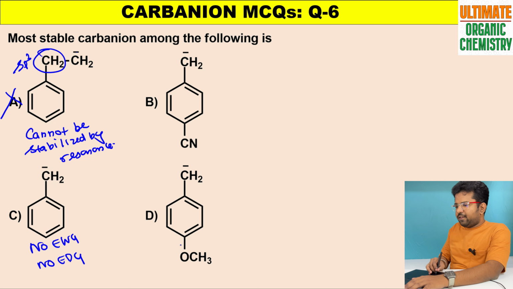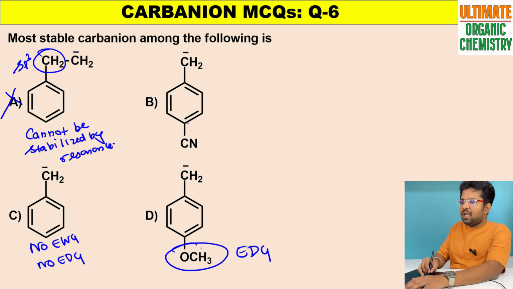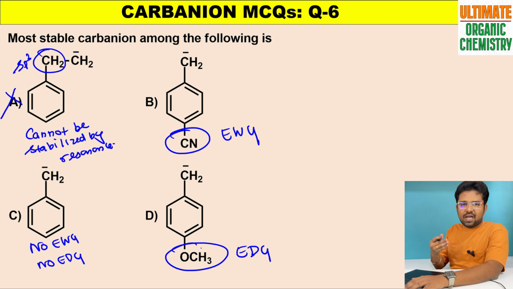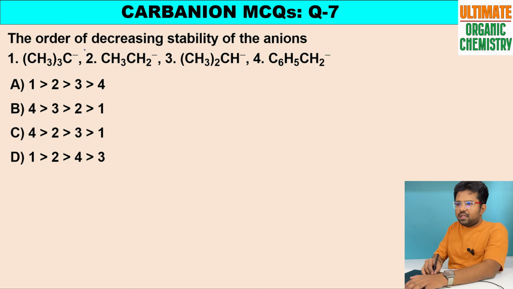Now, in the fourth option, it has methoxy group. You know that methoxy group is an example of electron donating group. And second one has cyano group, which is an example of electron withdrawing group. As I said in the previous slide, when electron withdrawing group increases, the carbanion stability will be increasing. And in this aspect, the right answer is option B. Question number 7. The order of decreasing stability of the anions. Let me draw the anions once again.